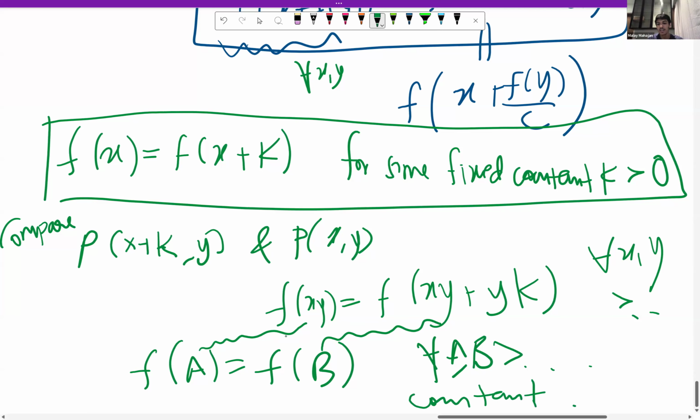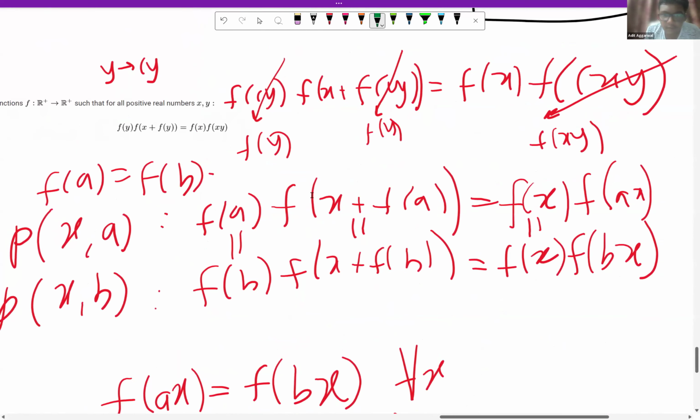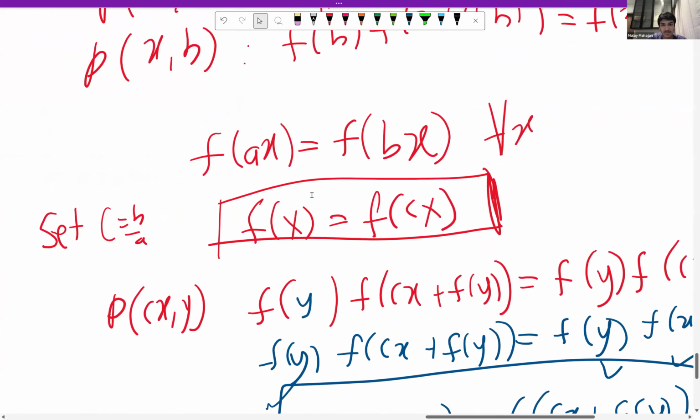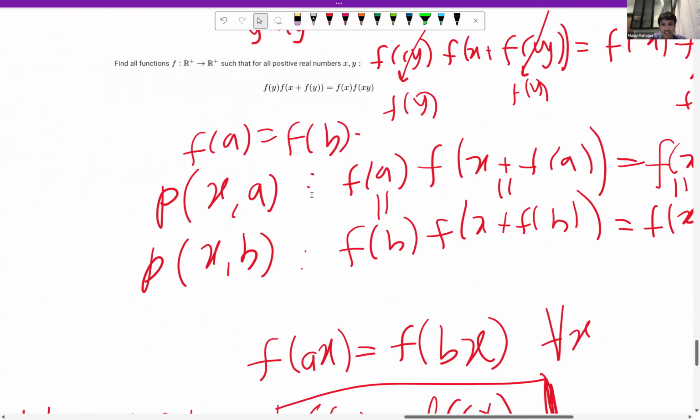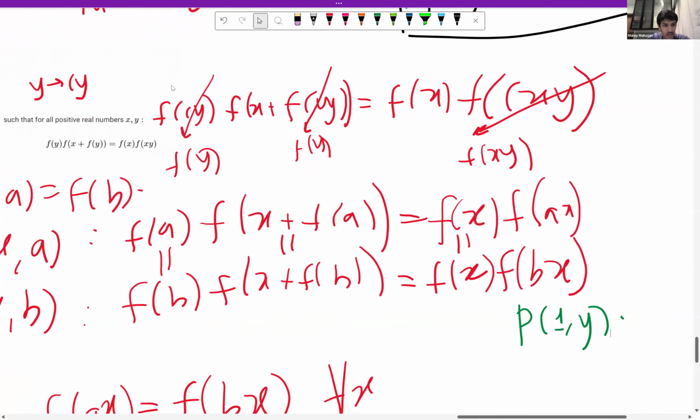So is the proof clear to everyone? Yeah. With the non-injective part, what if it's injective, and we also have to exist equal values? I think I erased it, but you take P of 1 comma y, and let's see what you get. You get f of 1 plus f of y equals f of 1 for all y.